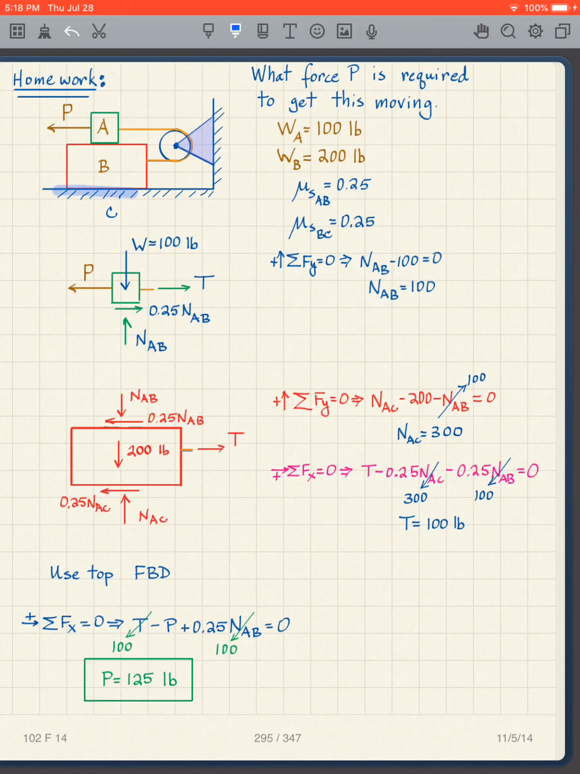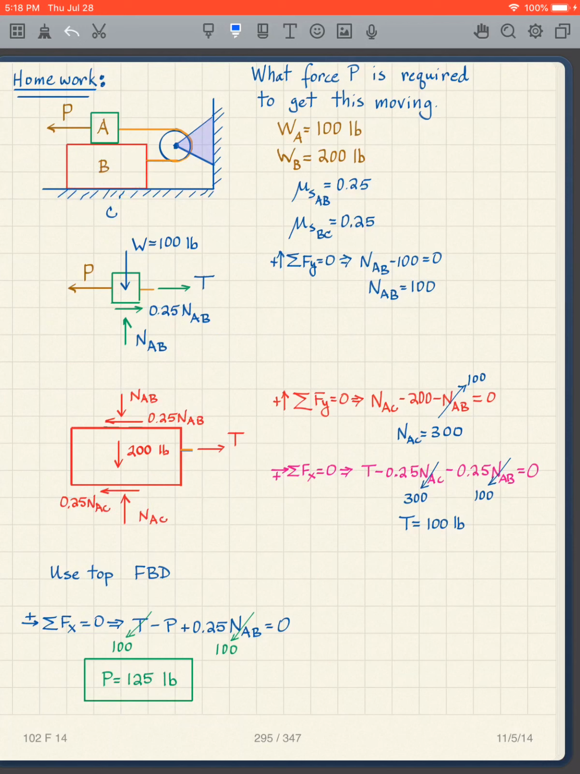I'm also making a cut through this frictional surface, so I have a normal and a parallel force, and then which direction does it have to go? This is going in that direction, so the friction opposes that motion, so it's going to go to the left. So this goes to the left, so I have my NAC and 0.25 NAC for that.